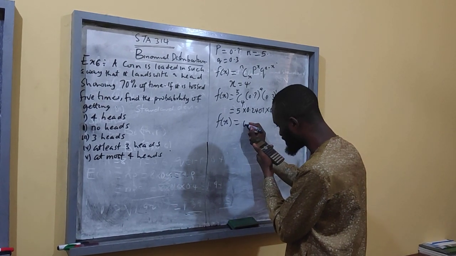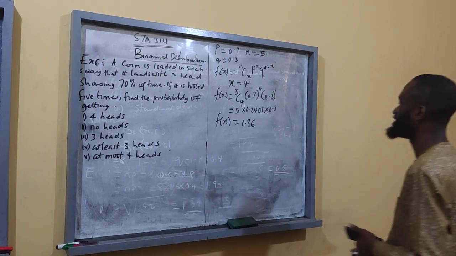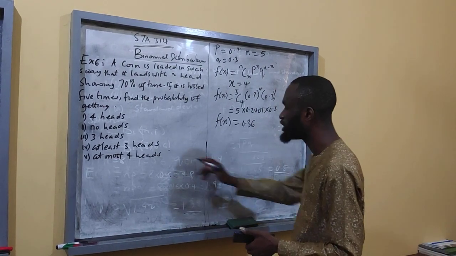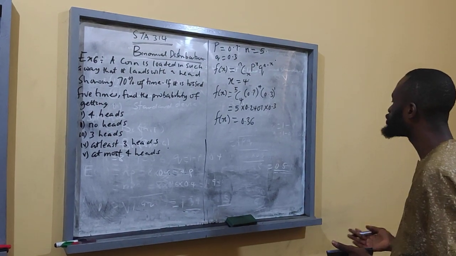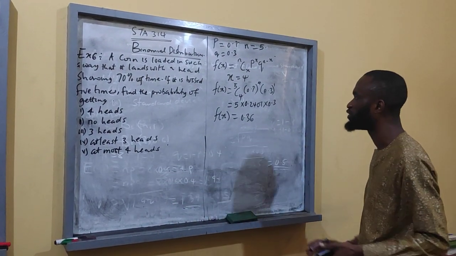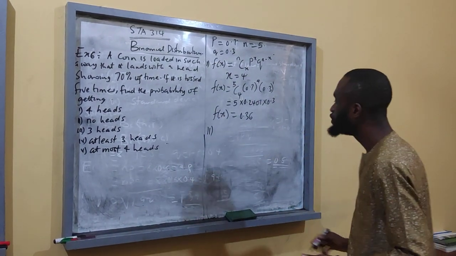Which is equal to 0.36, and that is the solution to the Roman figure 1. That is for 4 eggs to occur, this is what you are going to have. Roman figure 2, no egg.